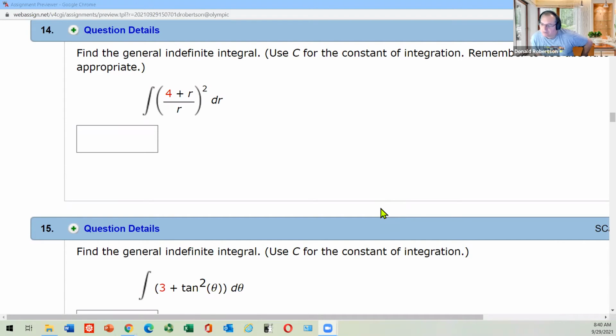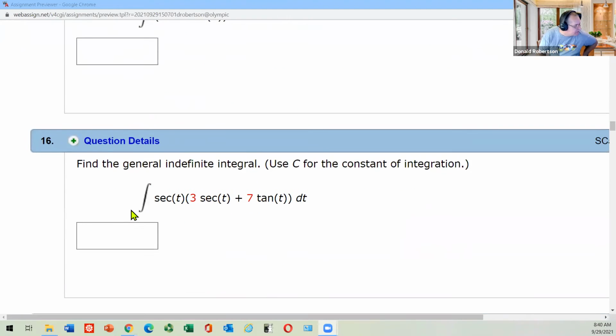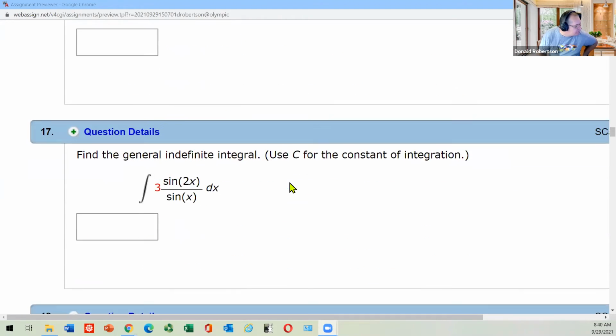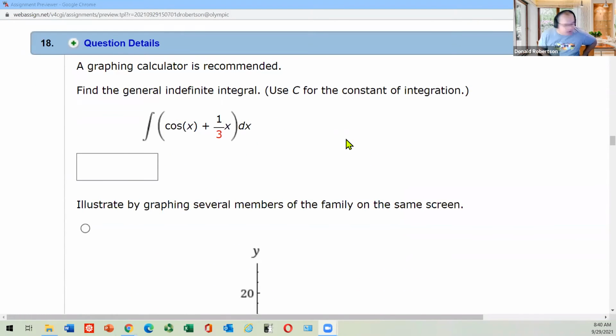Foil it out, and then that r squared on the bottom, you can deal with that 2 ways. You can bring it on the top and call it r to the -2, or you can split it into 3 fractions, all of which have an r squared on the bottom. That's how we do that one. 15 is good to go. We've done 16. We've done 17. 18 is good to go.